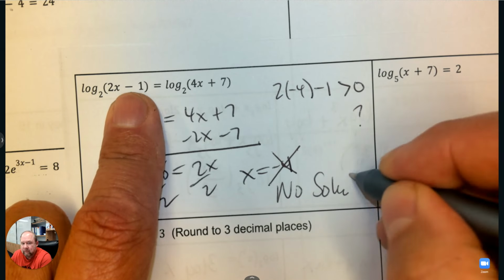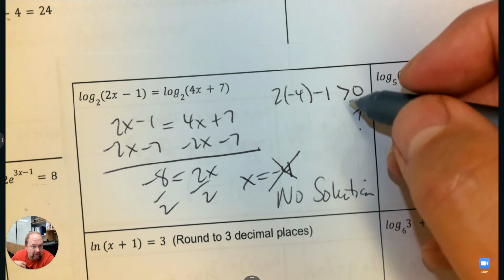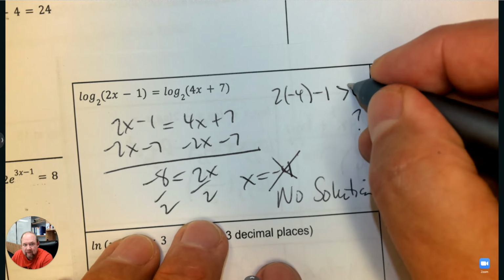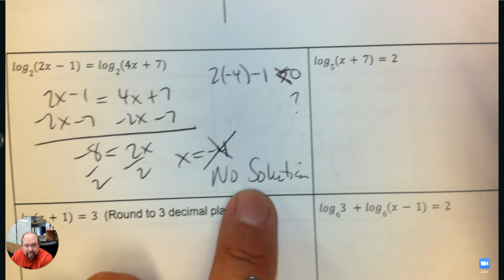That means this is not a solution. So we write down no solution. Because when you plug in negative 4, is negative 9 bigger than 0? So we know this is wrong. So we know it's actually smaller than 0, not bigger than 0. So that's why it's no solution.